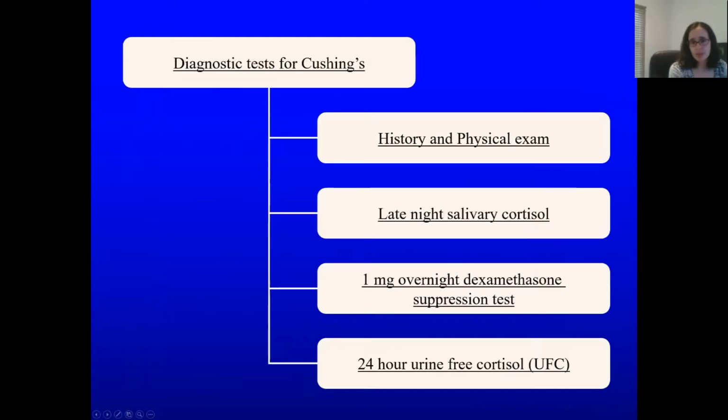Diagnostic tests for Cushing's, thing to think about. History, physical, of course. And then we use 3 different tests: the late-night salivary cortisol, the 1 milligram overnight dex suppression test, and the 24-hour urine-free cortisol.